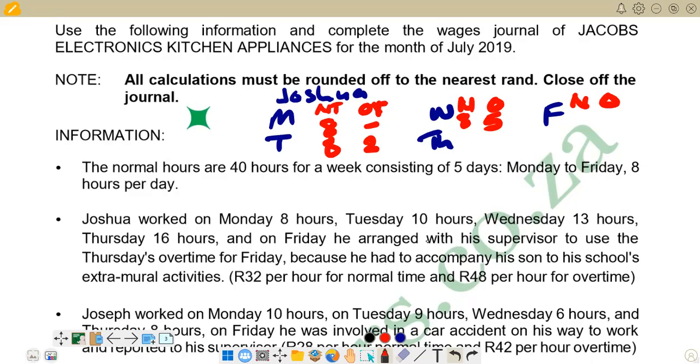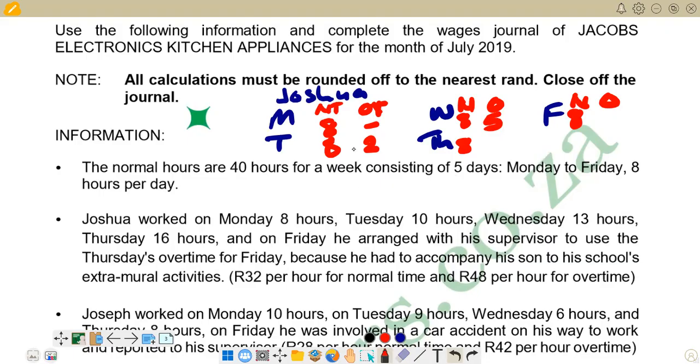But then on Friday, he arranged with the supervisor to use the Thursday's overtime for Friday. So what does it mean? If we take 8 hours on Thursday, the remainder 8, according to the instruction, is given to Friday normal time. So we are putting it here. So 8 plus 8 becomes 16, so we don't have any overtime then. So this is what we have.